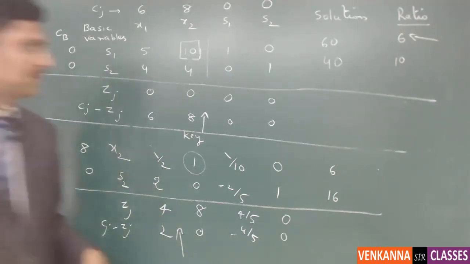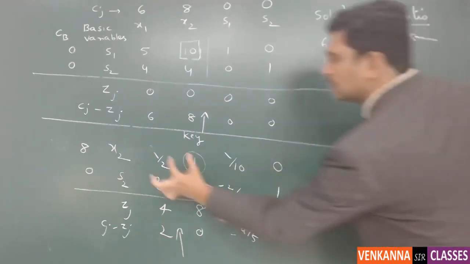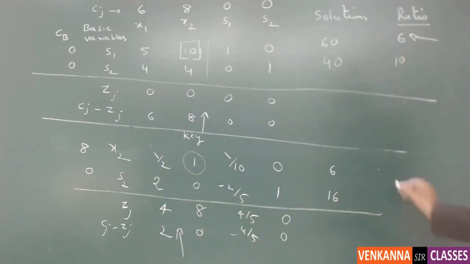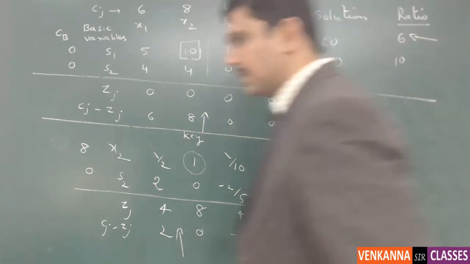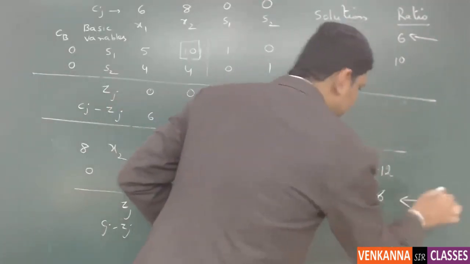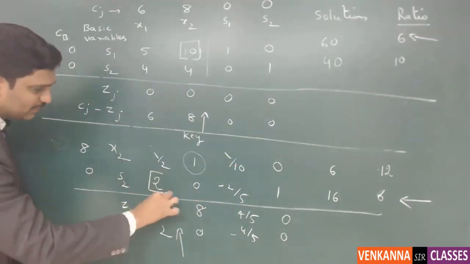Right. Again the same thing comes. So you divide the solution values by these key column entries. So 6 by 1 by 2 will be 12? And 16 by 2 will be 8. Accepted? So I have obtained the ratios, in which the minimum ratio is 8. So I am going with this row. So if you found that, what is the pivot element? 2 is my pivot element.